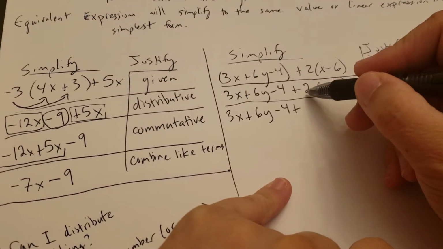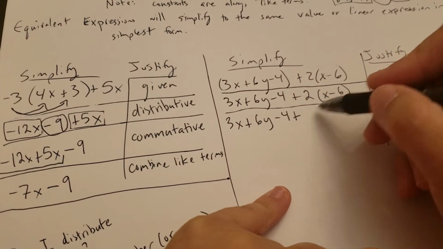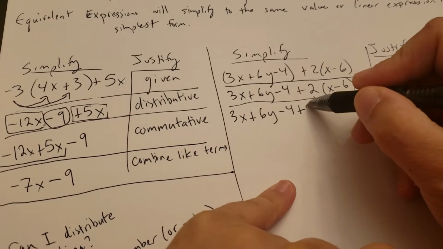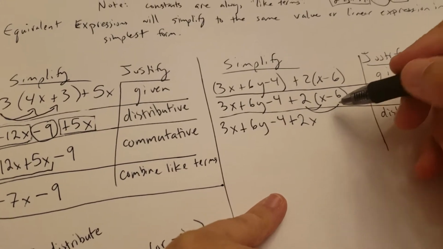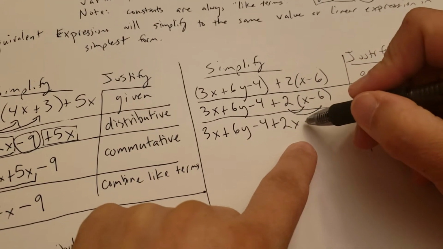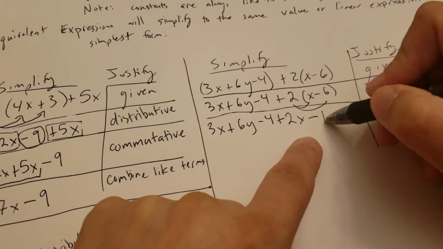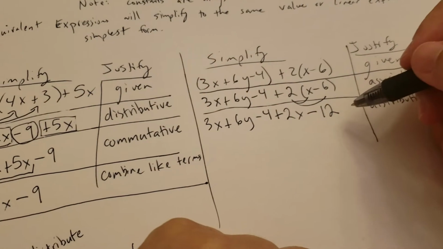Okay, this is a plus 2. I'm going to leave my plus sign here. This is a positive 2. 2 times x is 2x. And 2 times a minus 6, well, I could say plus negative 12, or I could just write negative 12. I like to just write negative 12, because I know what 2 times minus 6 is, minus 12. That works out for me.